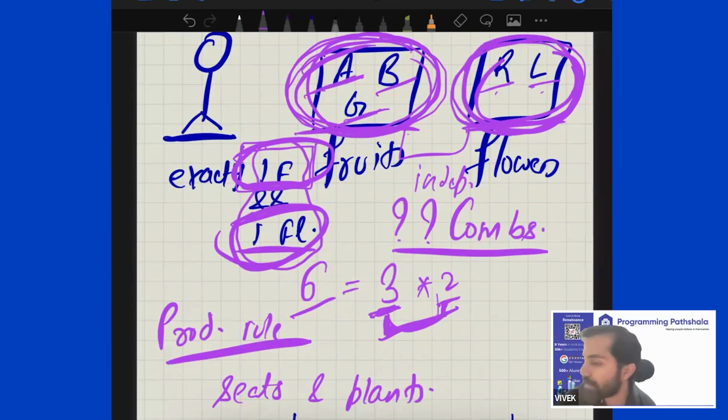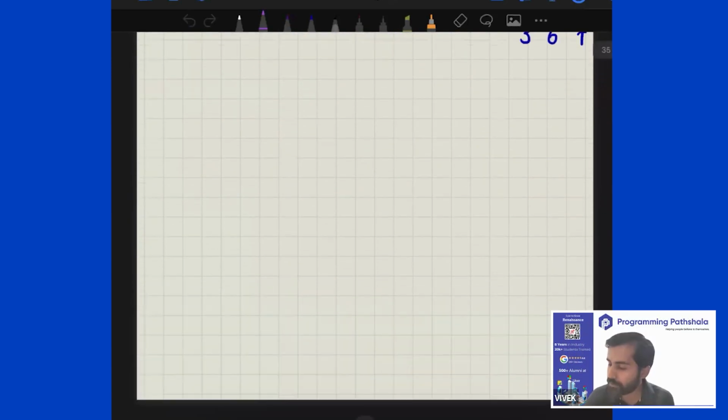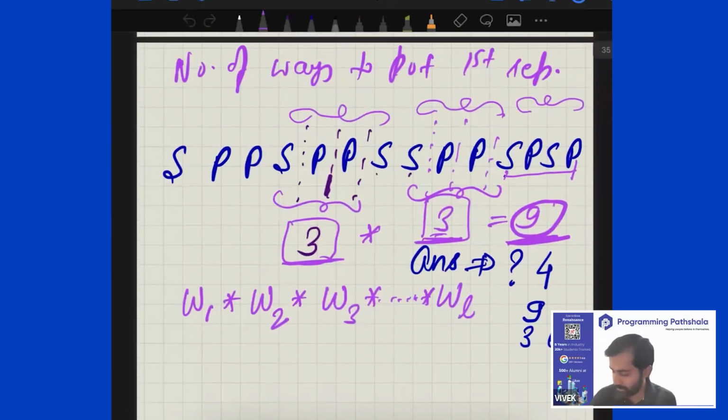Why are we ignoring the last plant? We are not ignoring anything. See, what is our agenda here? Our agenda is to put separators so that each separation has exactly 2 seats. So what are we ignoring? We are not ignoring anything, right?